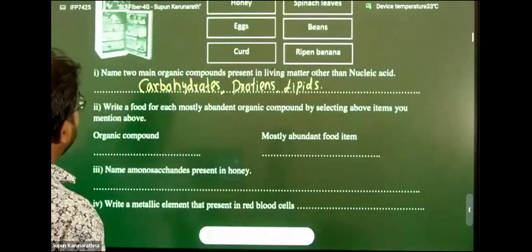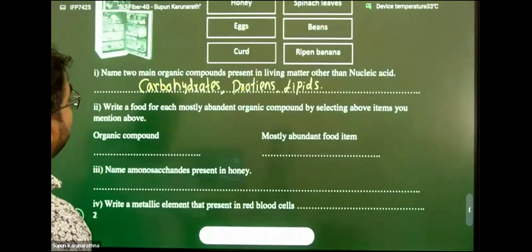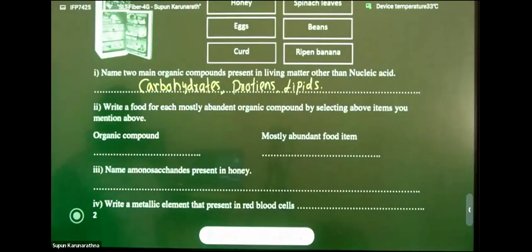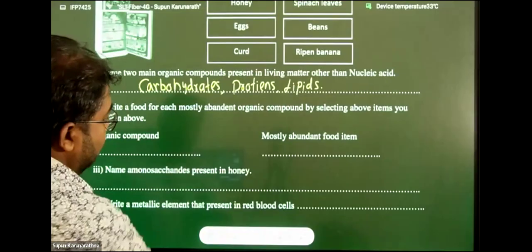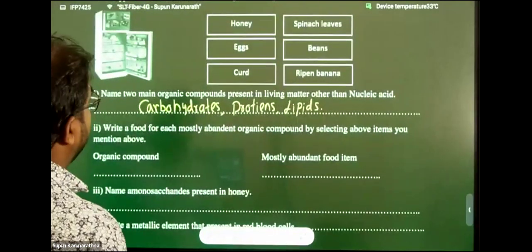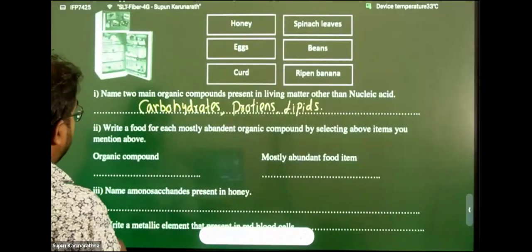All right, next question. Write the foods for each mostly abundant organic compound by selecting from the above items you mentioned. What is the organic compound? Here we have food items: honey, spinach leaves. Right, for the organic compound, let's take carbohydrate.